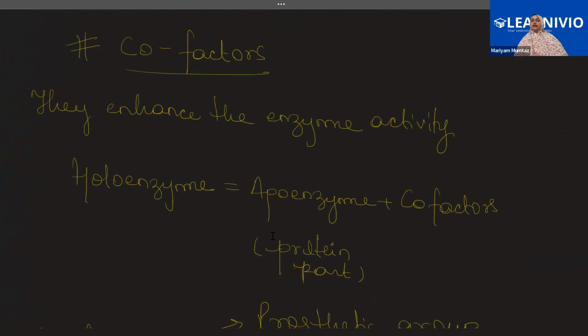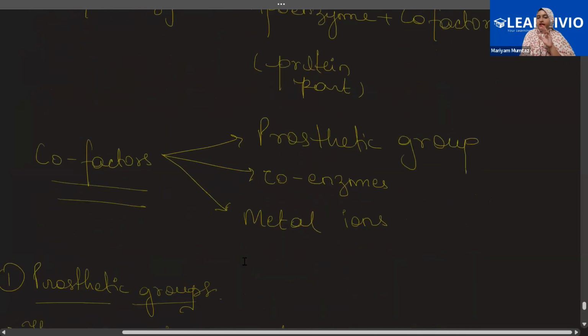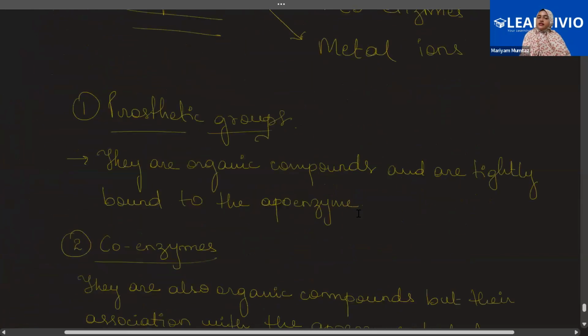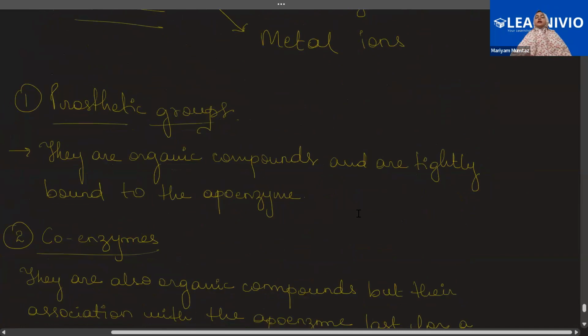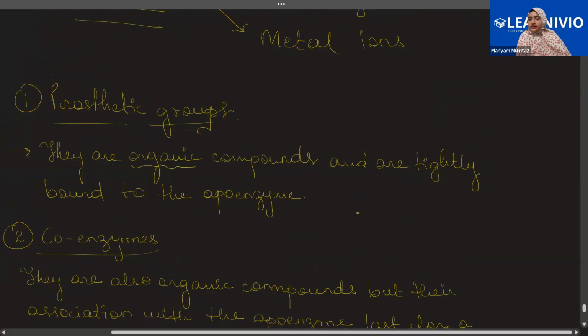Now we know that these are those molecules that are responsible for enhancing the activity of the enzyme. A holoenzyme is made up of a protein part called an apoenzyme, and it also contains the cofactors along with it. There are three cofactors: prosthetic group, coenzymes, and metal ion. The first is the prosthetic group. Always remember, these are organic compounds.